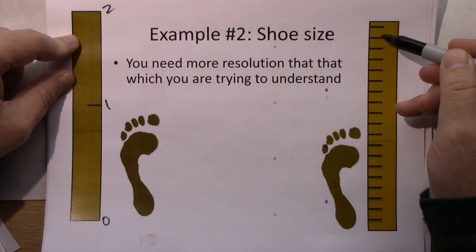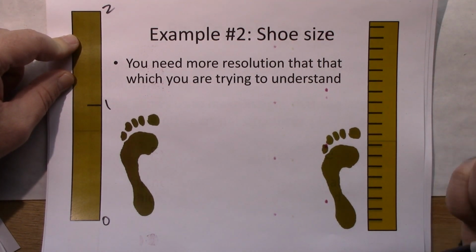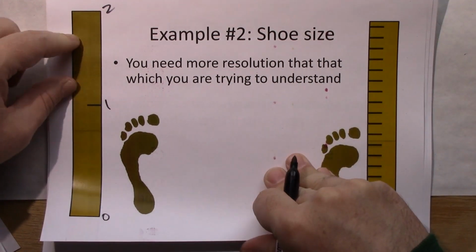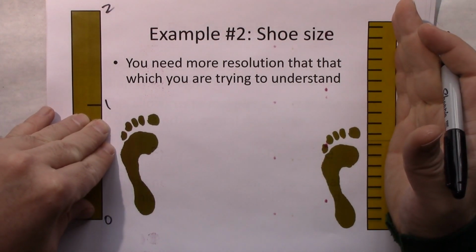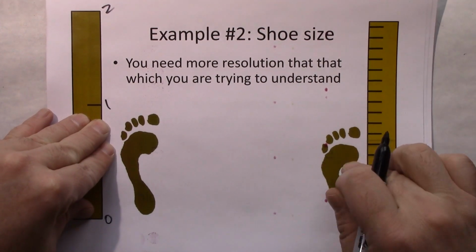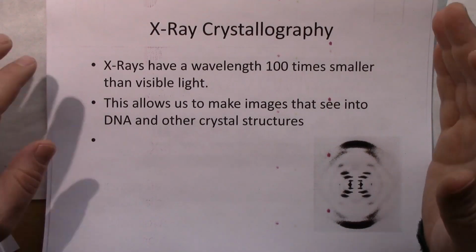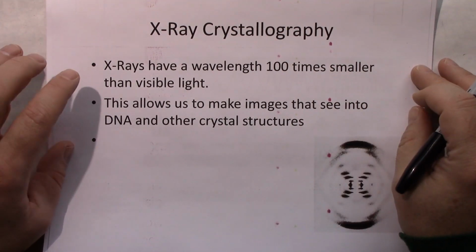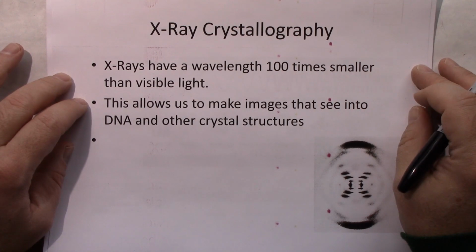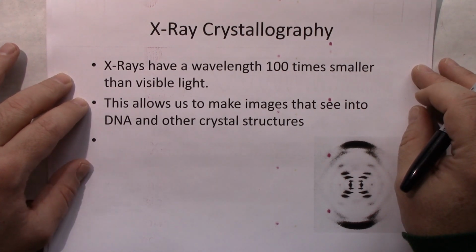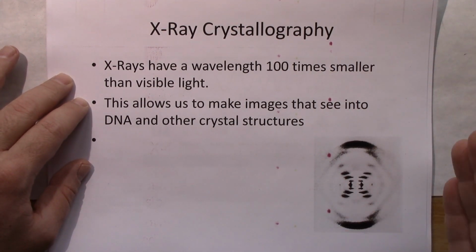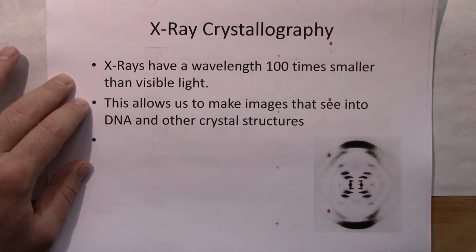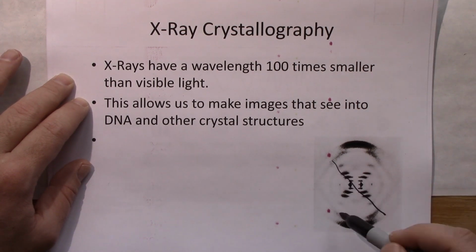But if you had a measuring instrument that had much more granularity, you could get shoes much closer and be a much more successful shoe salesman. Okay, and that shows that your measuring instrument has to have a granularity smaller than what you're trying to measure. And if you look at what we've done in the past, we've used X-rays. X-rays have a wavelength 100 times smaller than visible light, and X-rays allow us to make images to see into DNA and other crystal structures. This is the X that you see when you do X-ray crystallography on DNA. That's where the movie X-Men gets its X from.